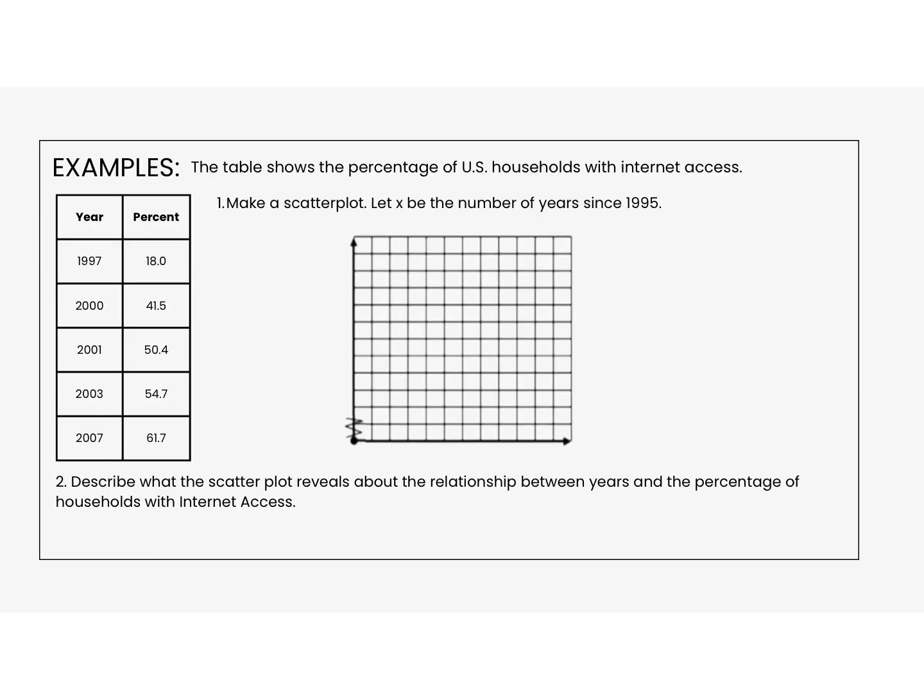All right, so this table shows the percent of US households with internet access. Step 1 says make a scatter plot. Let X be the number of years since 1995. So that is important because we're not graphing 1997. We're going to end up graphing 2 because it's 2 years since 1995, 5, 6, 8, and 12 as our X values, and then our Y values are the percent. So our independent variable on the X-axis is the years since 1995.